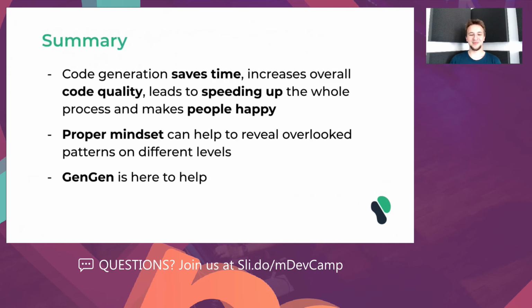So to sum it up, as we have seen, code generation may save a lot of time. It can increase code quality by setting up nice conventions. It can lead to speeding up everything. And as we have seen in the ultimate answer, it just makes people happy. The first thing to start with is setting up a proper mindset: we don't really need to write anything twice. And once there is this proper mindset, then there is GenGen to help you with generation of anything.